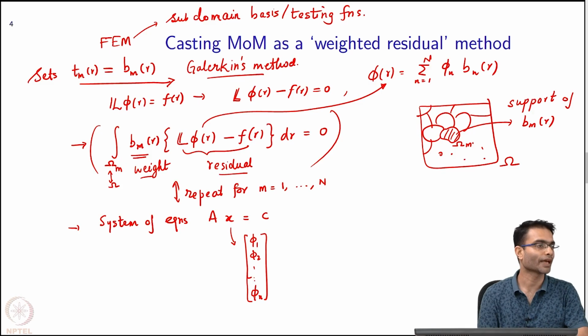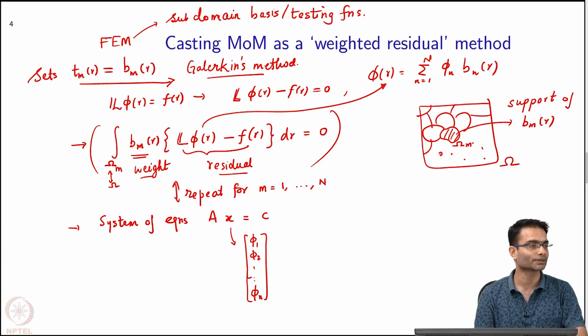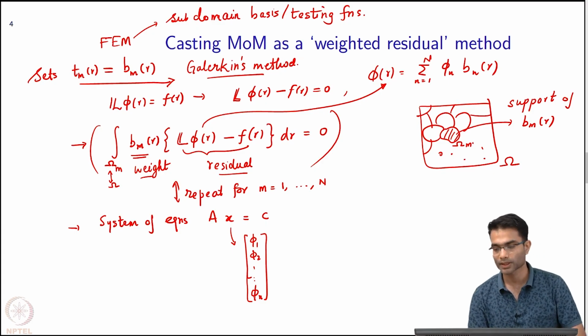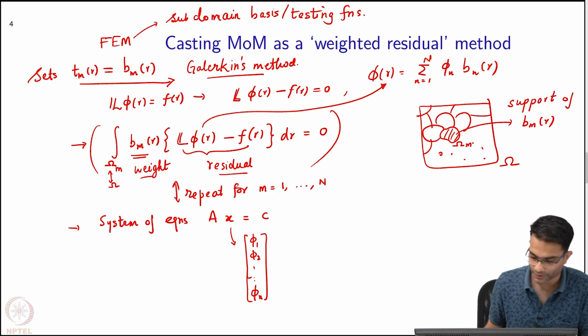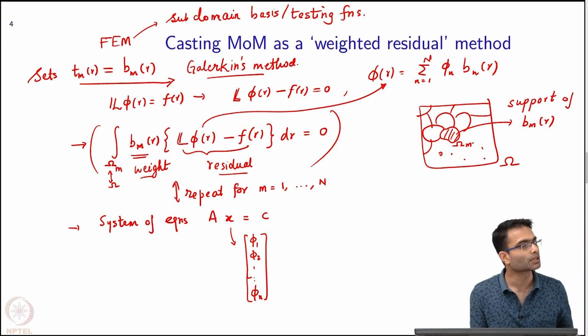That is my unknown. Every testing function gives me one equation, and I have n such testing functions. So, that's the sort of philosophy that we use. How do we choose these basis functions?